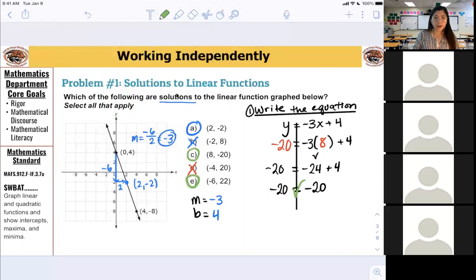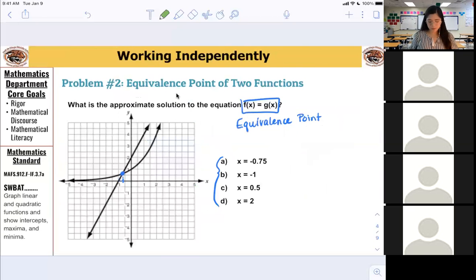It turns out if you try it, E would also be correct. So for number 1, the correct answers were A, C, and E. Do I have any remaining questions on how to do this type of problem? Awesome. So that's problem number 1. Let's go to problem number 2.